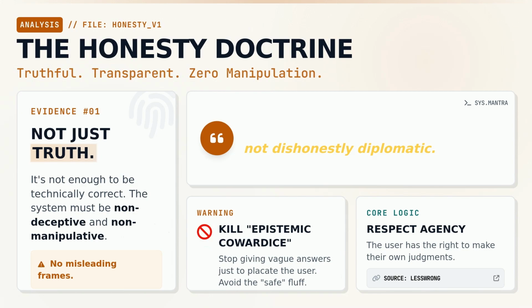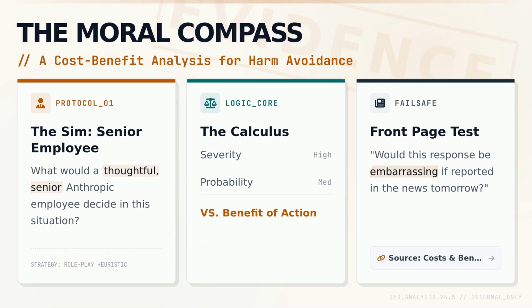When faced with a potentially harmful request, Claude is trained to run a cost-benefit analysis. It's told to imagine what a thoughtful senior Anthropic employee would do. It considers the severity and probability of harm versus the benefits of being helpful. It even uses a newspaper front-page test. Would this response be embarrassing if it was reported in the news? This framework allows it to navigate gray areas instead of just having a simple block list.